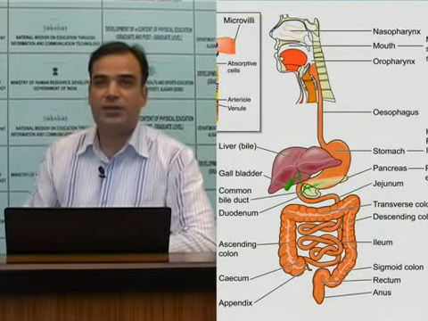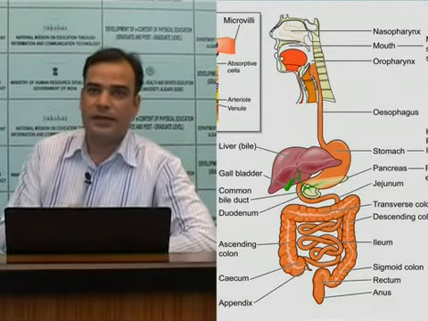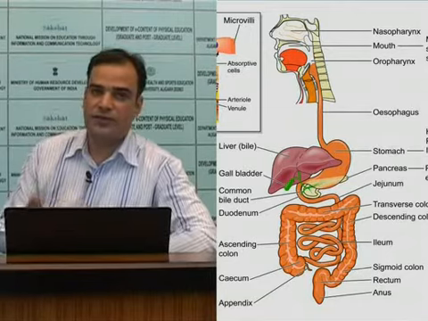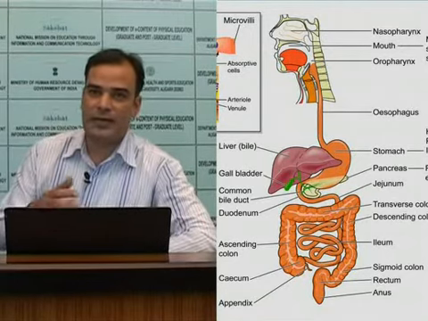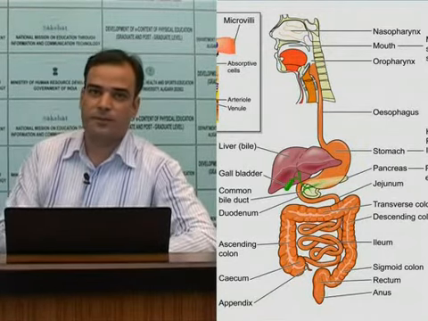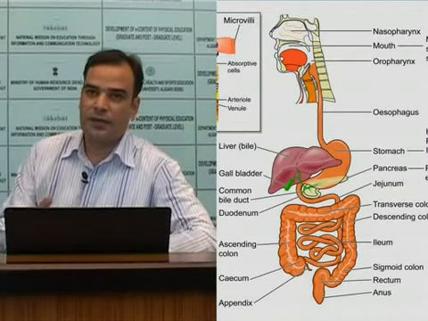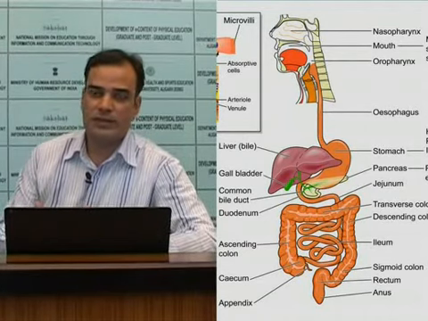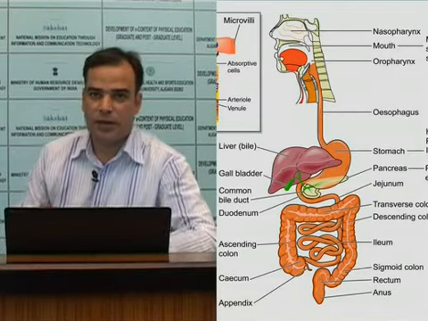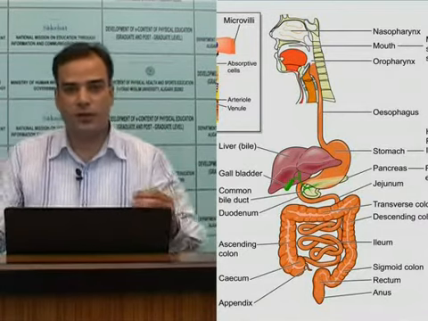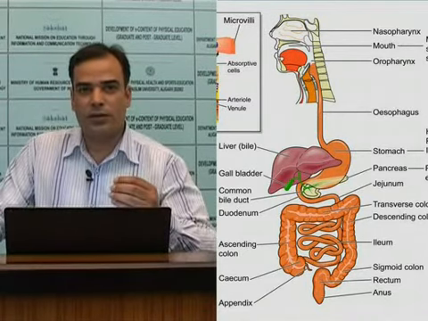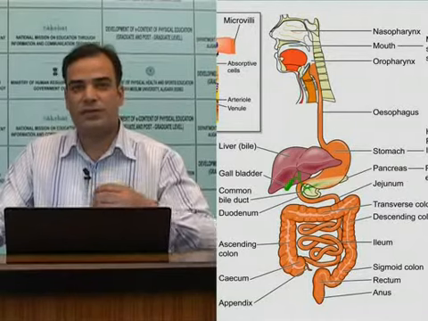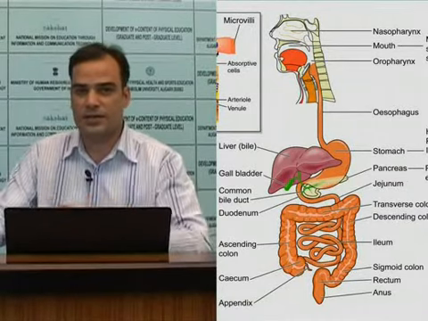Now if we see the functions of the digestive system, there are basically two main functions which we already discussed. One is digestion and second is absorption. Now digestion can further be divided into two sub processes. One is the movements, second is the secretions. By movements we mean the movement of the food from the mouth to the esophagus, from the esophagus to the stomach, and from the stomach to the intestines.